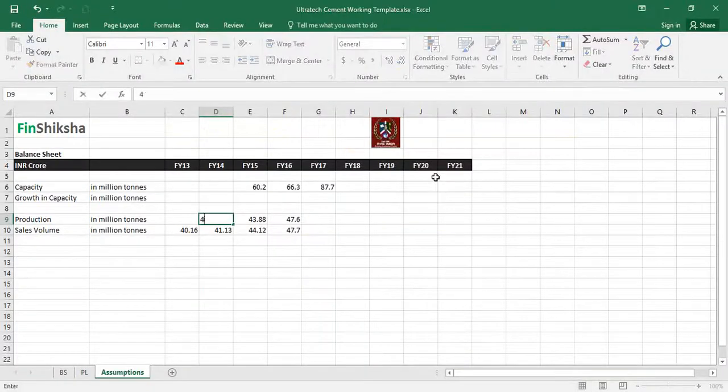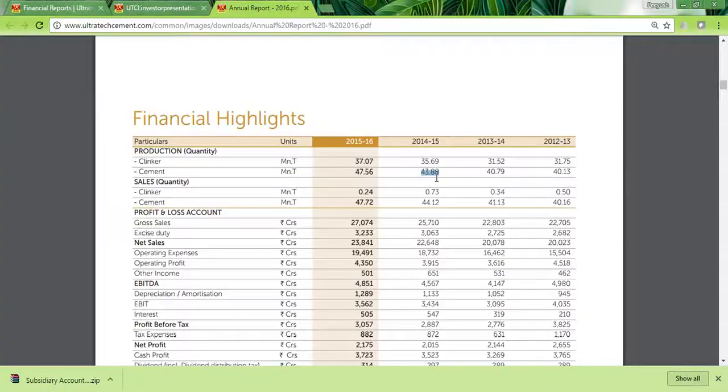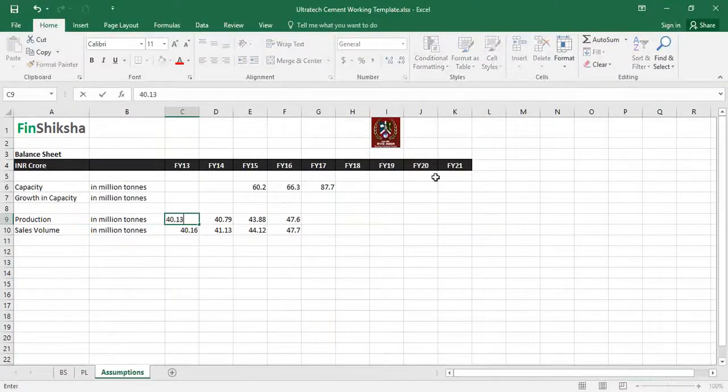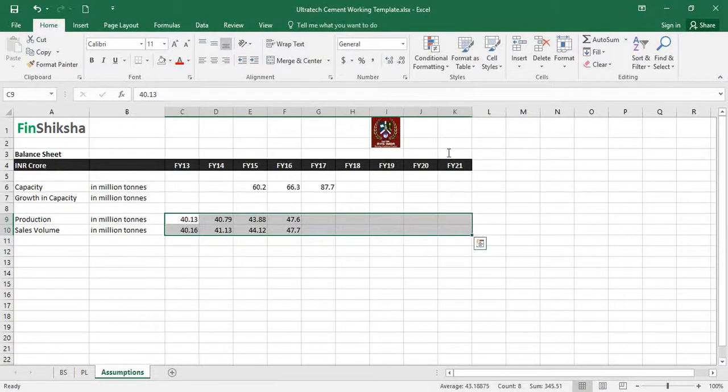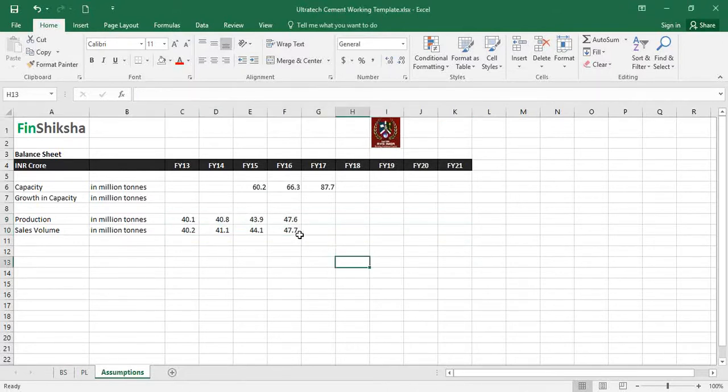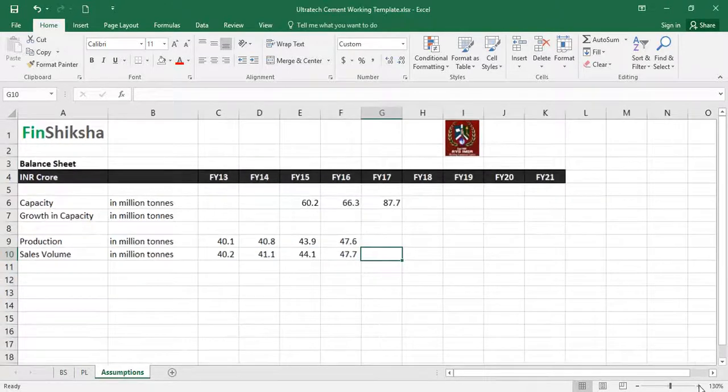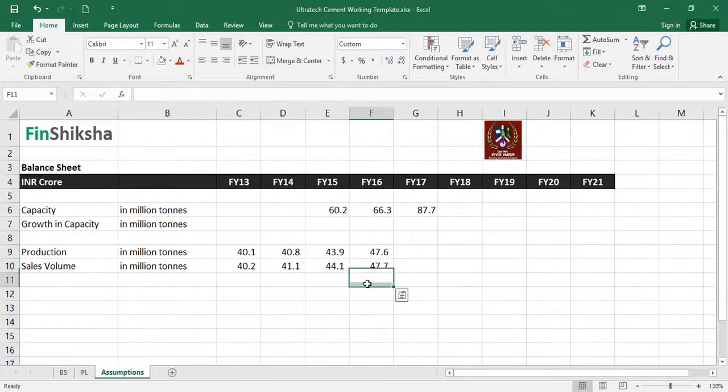And the production numbers that we see are 43.88, followed by 40.79, followed by 40.13. These are the production numbers that we see. What we can do is just format all of this to get this data. So we do have the production and sales volume available with us, and production and sales volume basically are very, very close to each other. So to that extent, that number doesn't change too much.